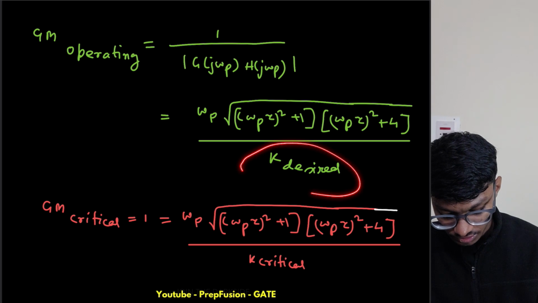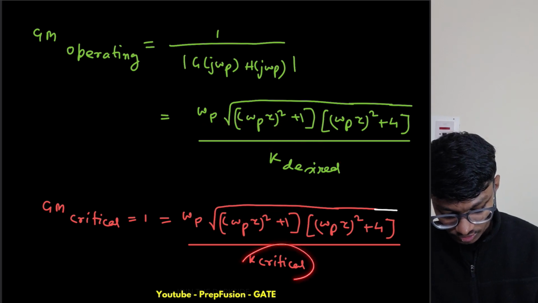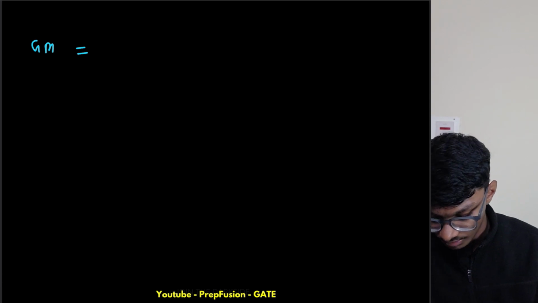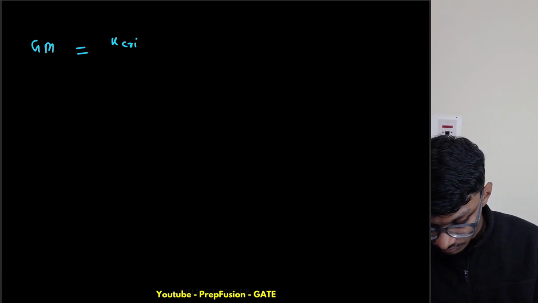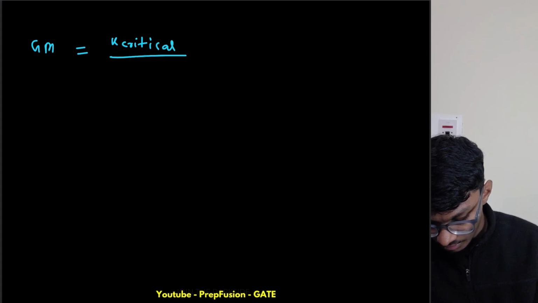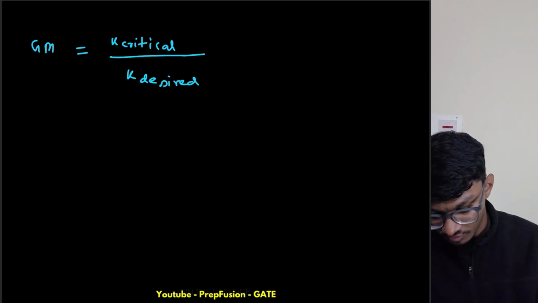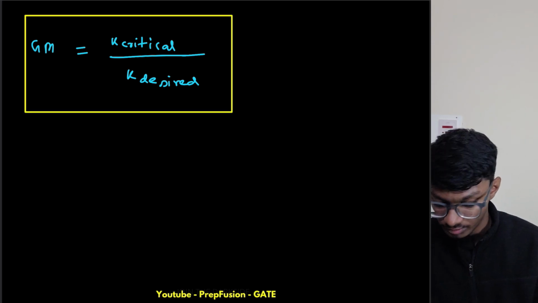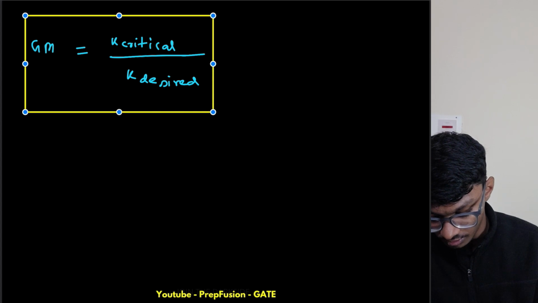So what is the ratio? This one will get cancelled, so k critical will go above and k desired will be at the bottom, k critical and k desired. So this has different names also. This is the formula. Just remember this, if you can, or I have shown you how to derive it.